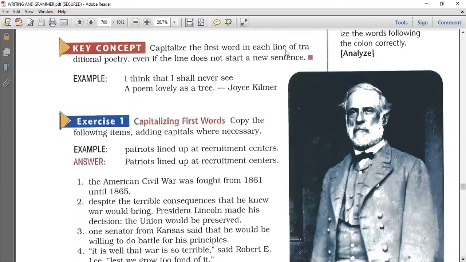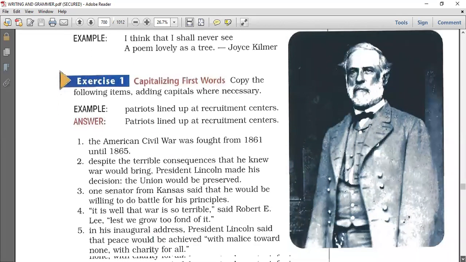Capitalize the first word in each line of traditional poetry. If we have traditional poetry, capitalize the first word in each line, even if the line does not start a new idea or a new sentence. Here: I think that I shall never see a poem lovely as a tree. If you look at the letter I, it is capitalized, and you know I must be capitalized all the time. And the letter A here is capitalized. So if we have traditional poetry, the first word or letter of every line must be capitalized.